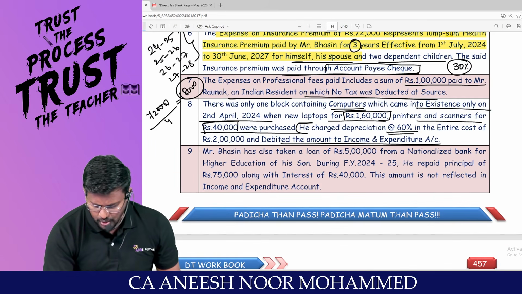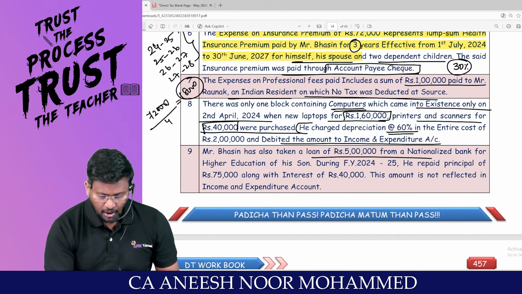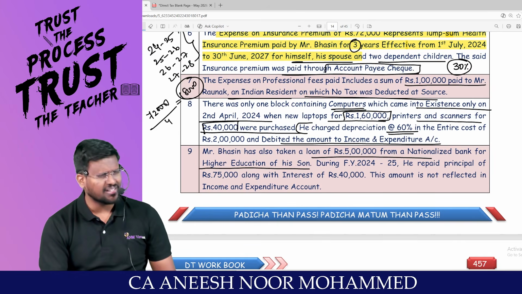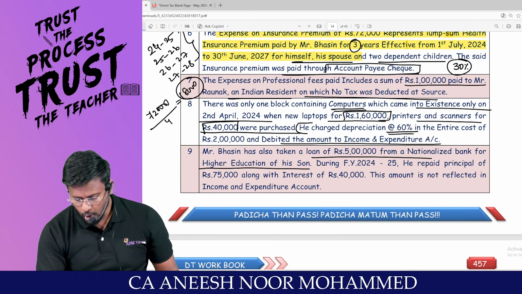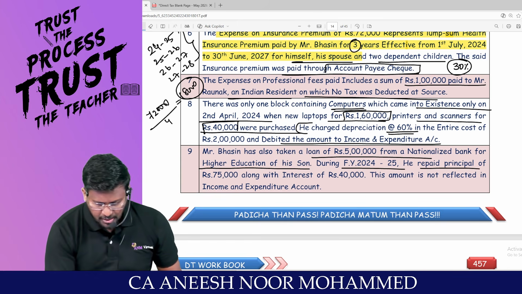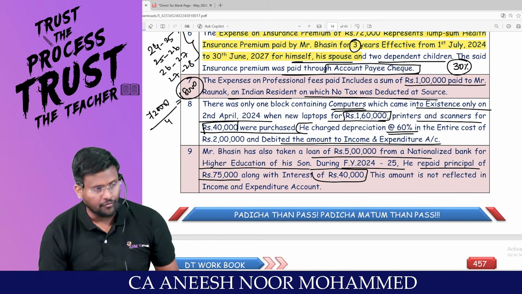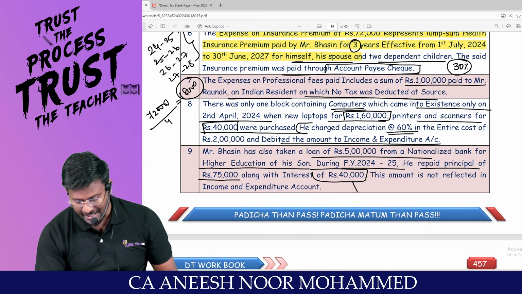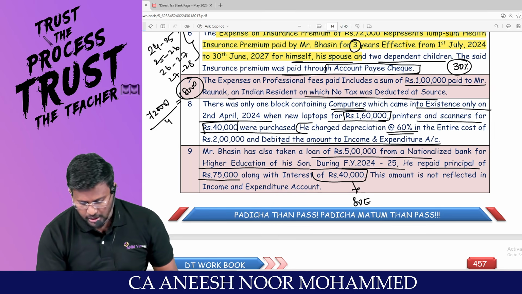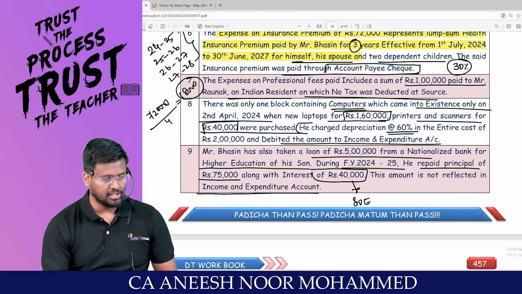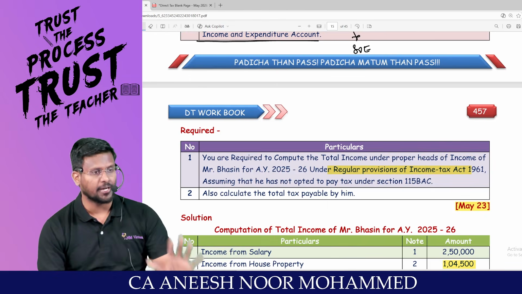Mr. Bashin has also taken a loan of 5 lakh from a Nationalized Bank for the higher education of his son. Son is an eligible family member. During 24-25, he repaid principal of 75,000. There is no deduction for principal, but along with interest of 40,000 it can be claimed as deduction under 80E. This amount is not reflected in the income and expenditure account. Thank you. So no PGBP adjustments are required.